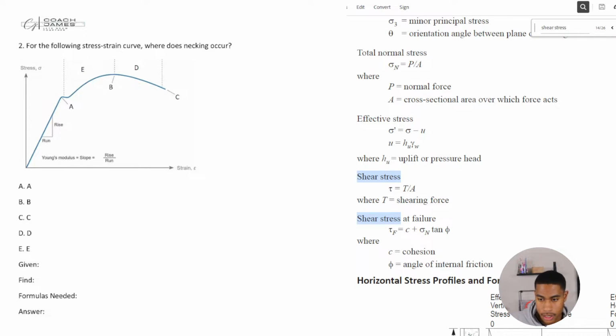This is one that you're just going to have to know. You will need to know what A, B, C, D, and E are. So I'm just going to go through them here, and you just need to make sure that you memorize them. All right, so A is yield strength.